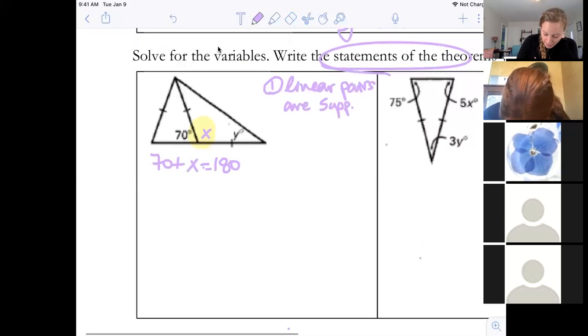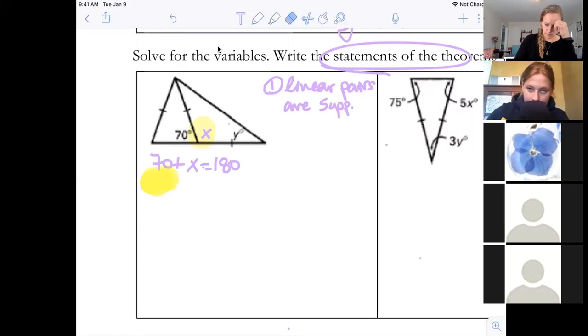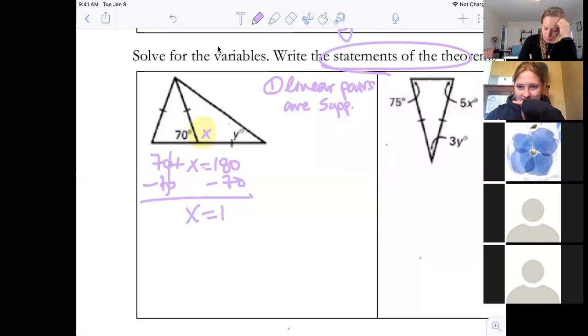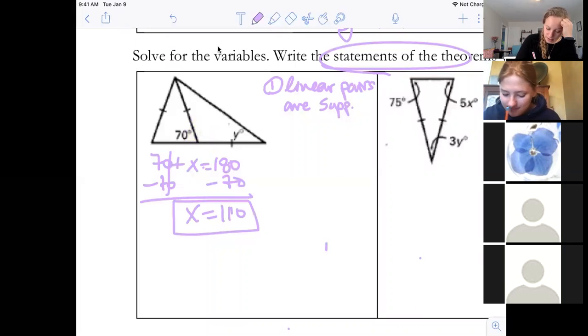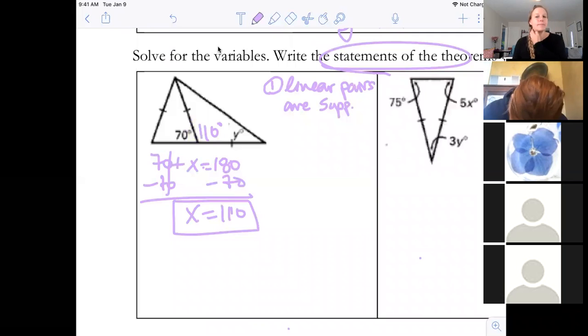So I'm going to subtract 70 from both sides. Am I writing? Maybe I'm not. Okay, there we go. Subtract 70 from both sides, and I get x equals 110. All right, so I'm going to erase this and put 110 in here because there's technically no x, so we'll get rid of that.